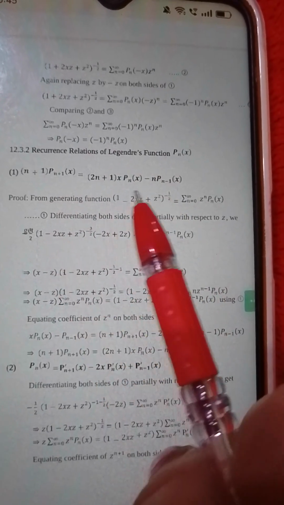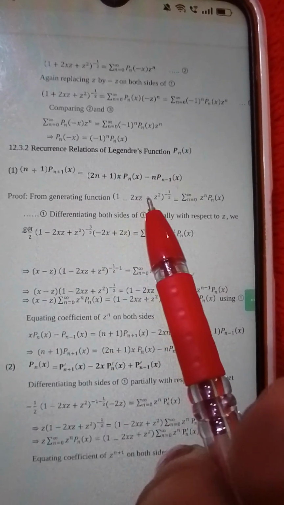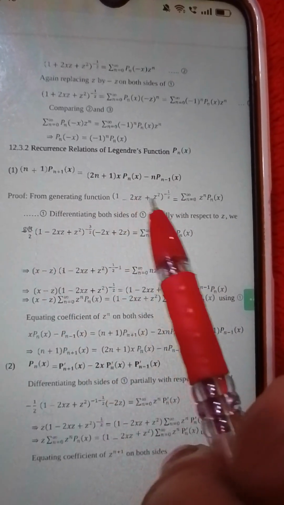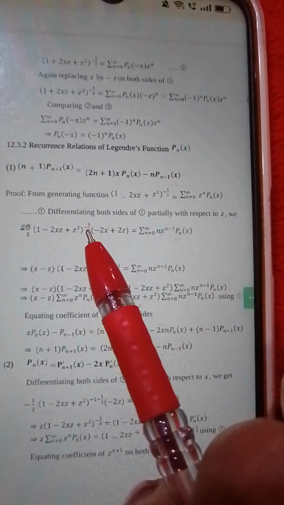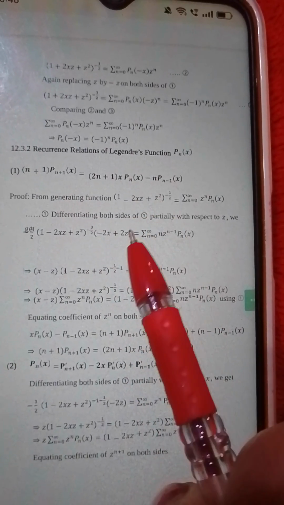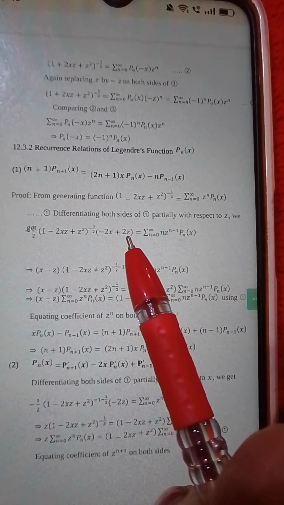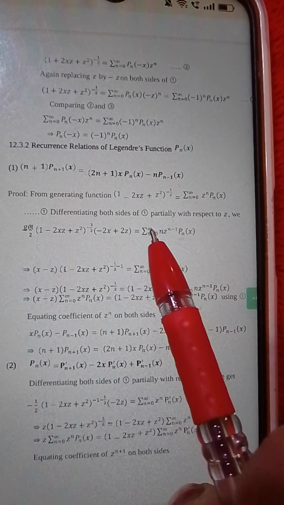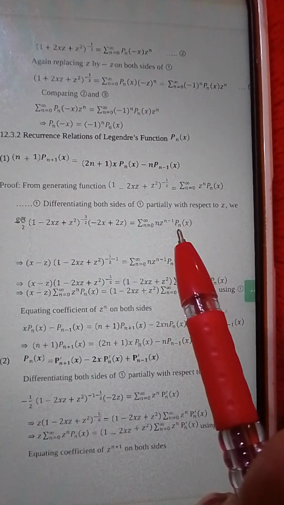Minus 1 by 2, this term as it is, and with respect to z we are differentiating it, so minus 1 by 2 will come here, this term as it is, and the power will be minus 3 by 2, and minus 2x plus 2z. I hope this step is clear. It is very simple, only 12th class concept we are using. Here, summation n equals 0 to infinity n z^(n minus 1) P_n(x).